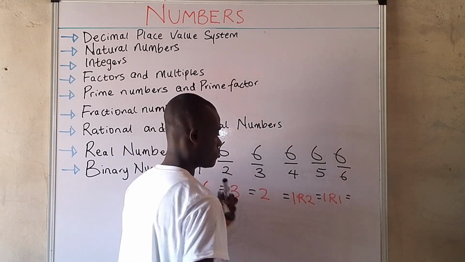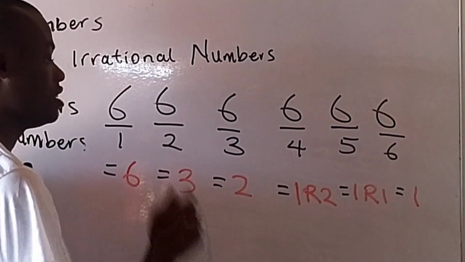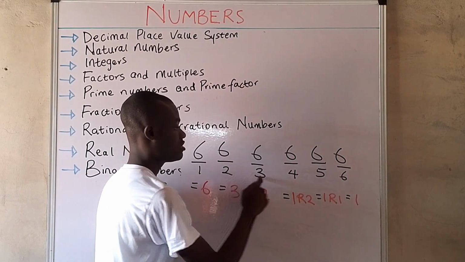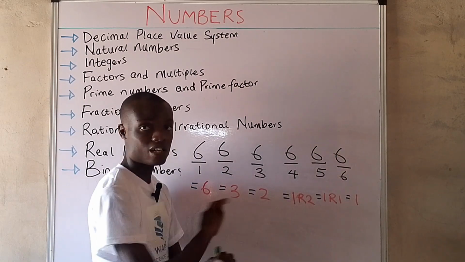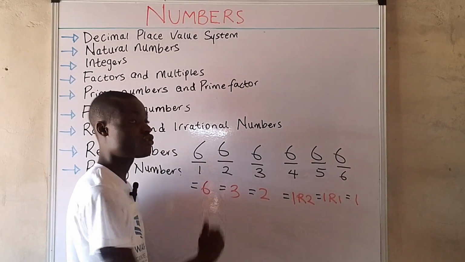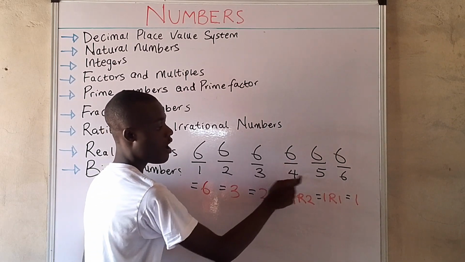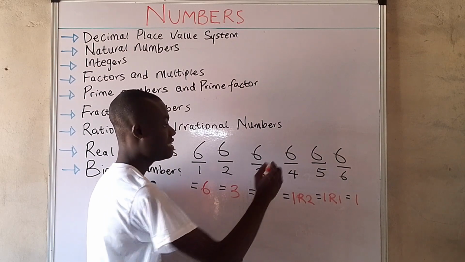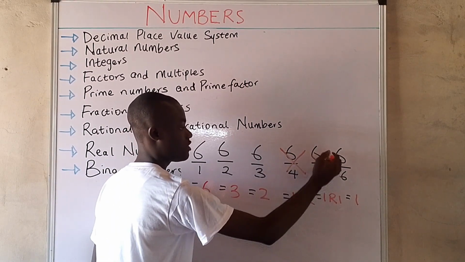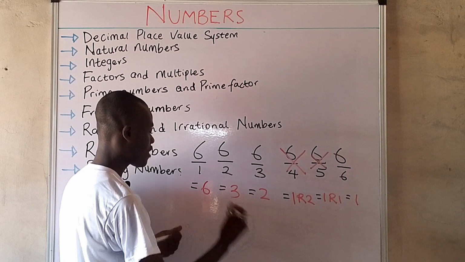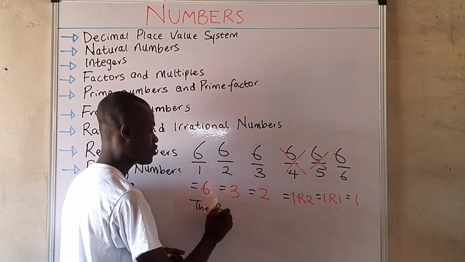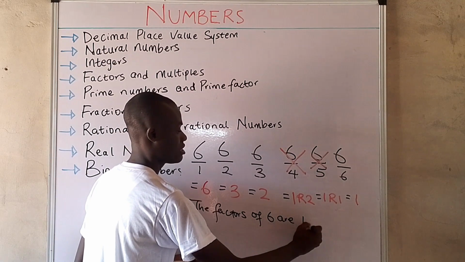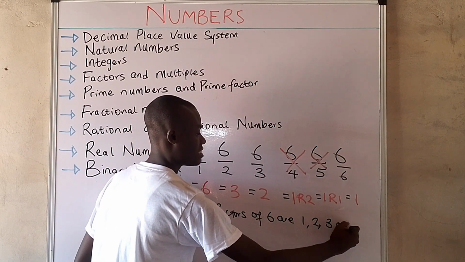So now, if you look at this, 1, 2, 3, and the last one, each of them, 1, 2, 3, and 6, can divide 6 without remainder. So in mathematics, we call this set of numbers factors. But for 4 and 5, when they divide 6, they produce a remainder. So hence, this is not a factor of 6, and this is not a factor of 6. So hence, you can see that the factors of 6 are 1, 2, 3, and 6.